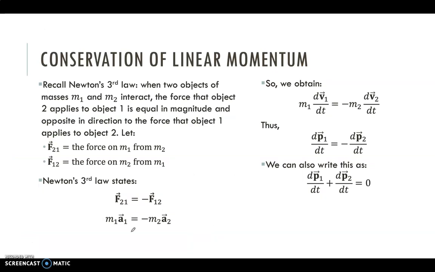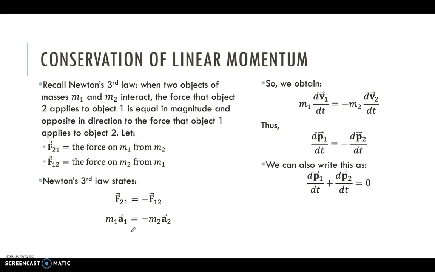Okay, and now we want to talk about conservation of linear momentum. Recall Newton's third law. When we have two objects of masses m1 and m2 and they interact, the force that object 2 applies on object 1 is equal in magnitude and opposite in direction to the force that object 1 applies to object 2. So equal and opposite reactions, right? If you remember that from a few chapters ago.